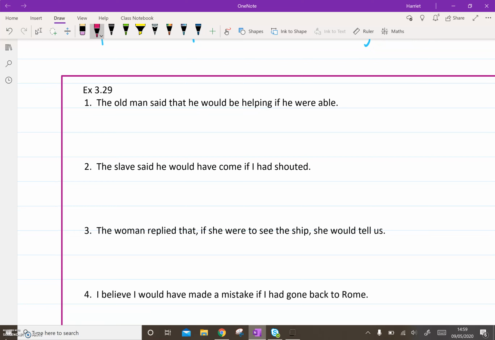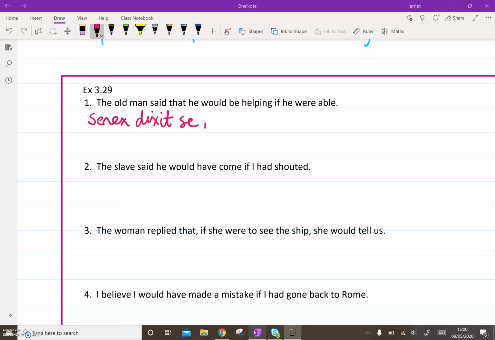Okay, so we'll start off with the easy bit. The old man said, senex dixit. That he, remember, se always refers back to the original doer of the verb. Now, he would be helping if he were able. So let's get rid of the if he were able bit first. Okay, now, before we think about that, we need to figure out the whole setup of this sentence, the tense, what it is. So this is a closed condition because the suggestion is that this man, because he's old, cannot help. So it's closed, it's not happening.